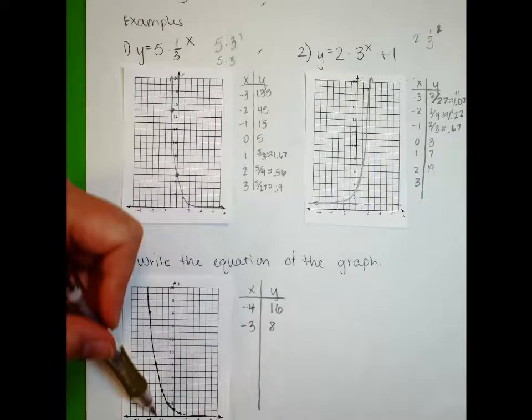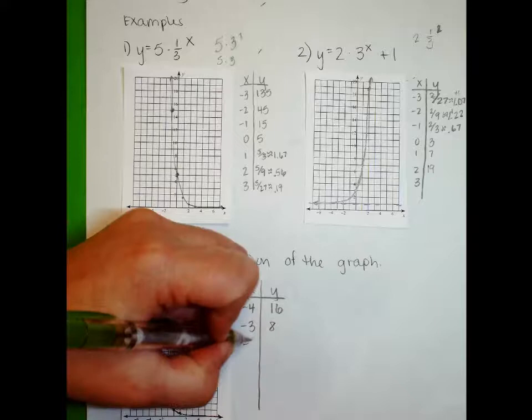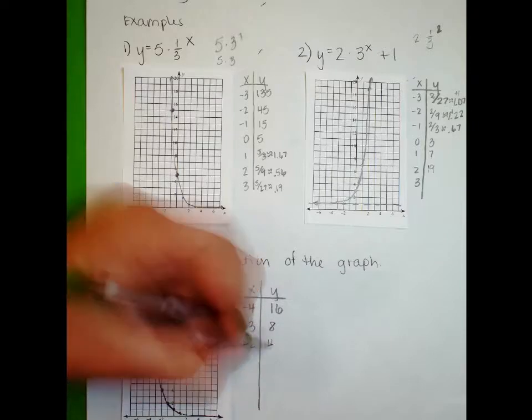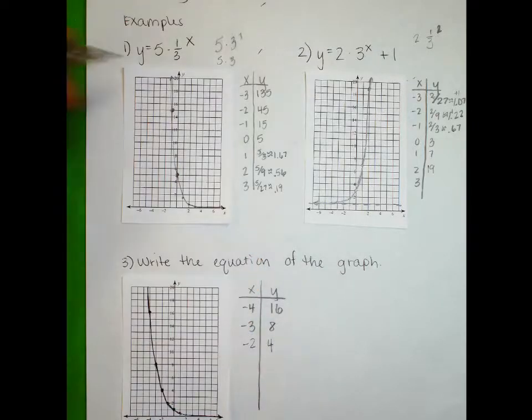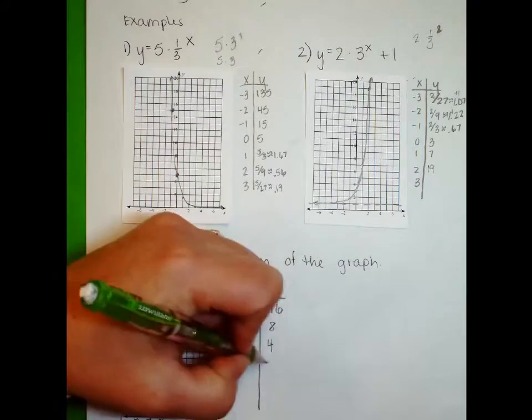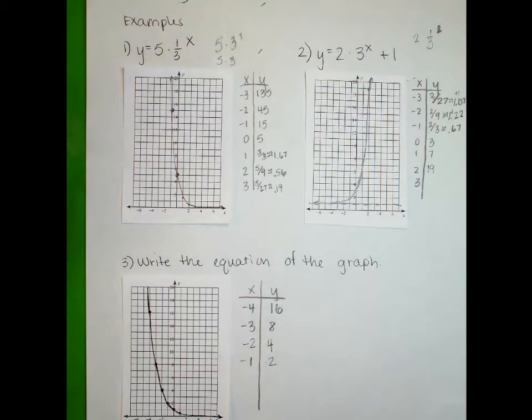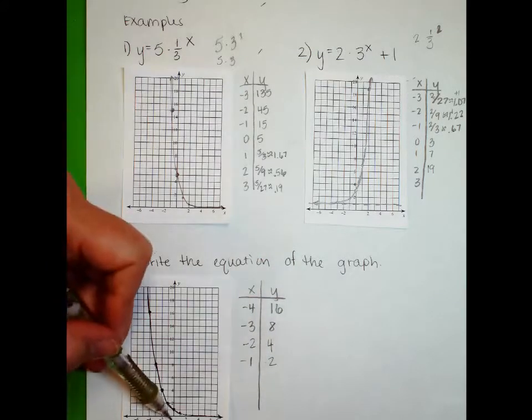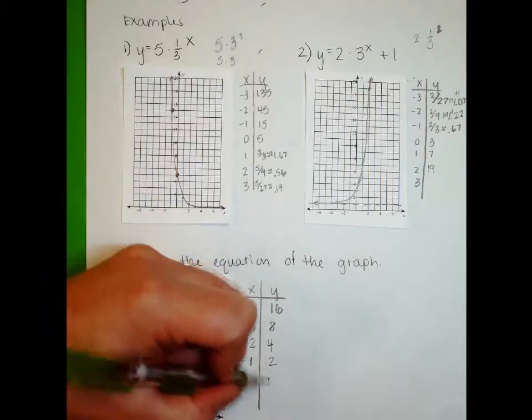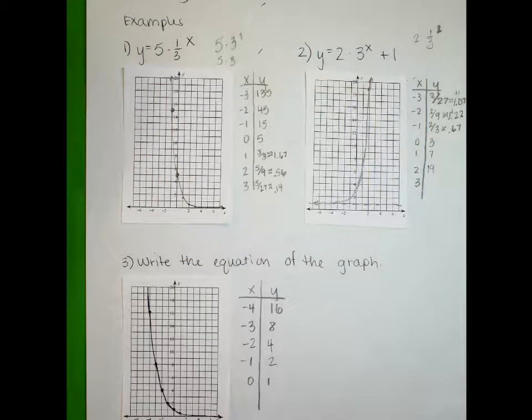When the input's at -2, the output is at 4. When the input is -1, our output is 2. When the input is 0, the output's 1. And then it looks like if we input 1, we get an output of 1/2. And the rest of them are kind of hard to see.